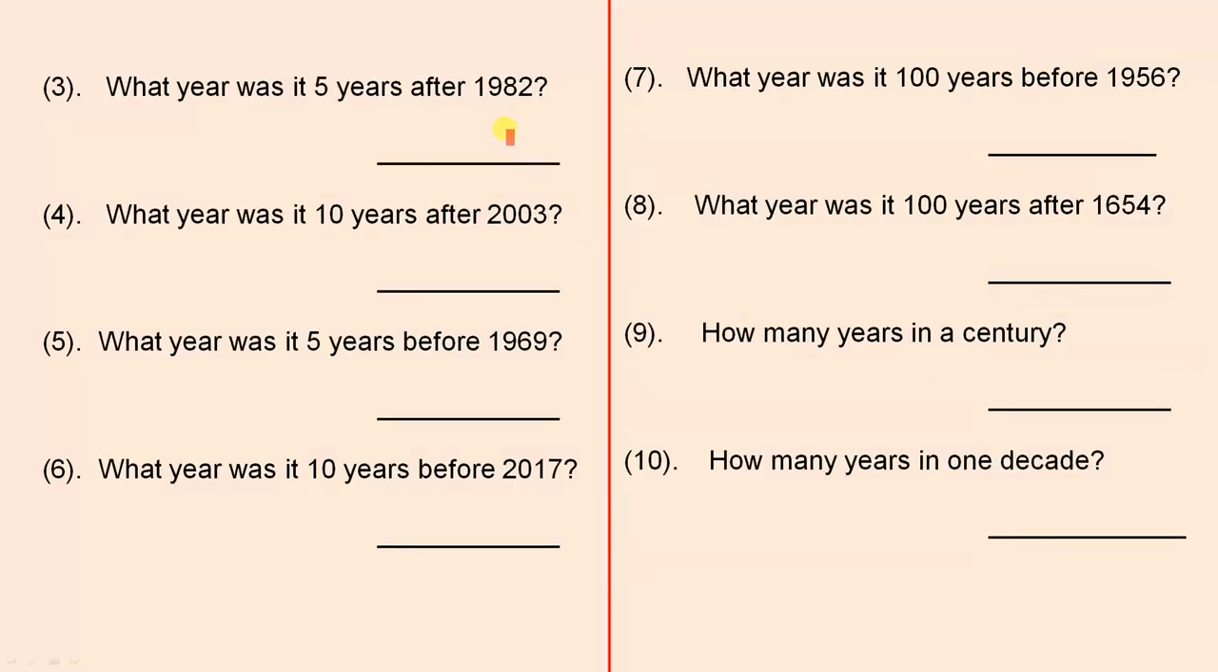What year was it 5 years after 1982? So if we go back to 1982, which is a long time ago, 5 years after, so you add 5 to this. So you've got 82, you add 5, and that gives you 1987.